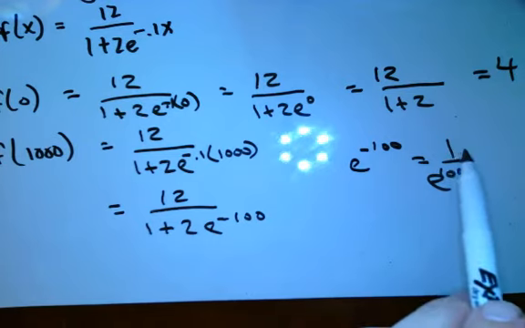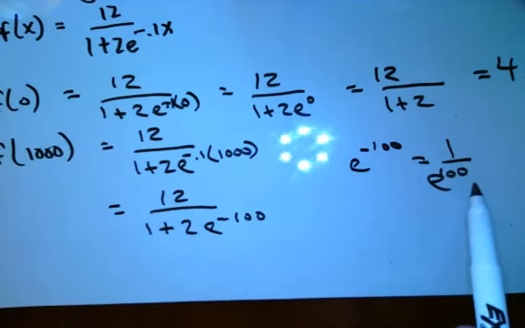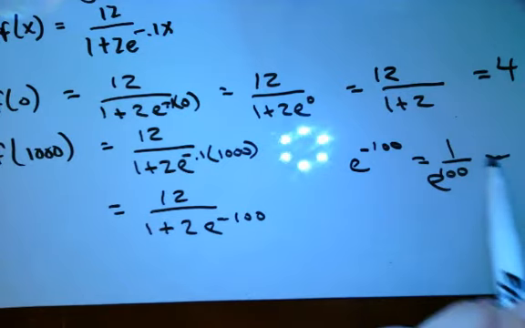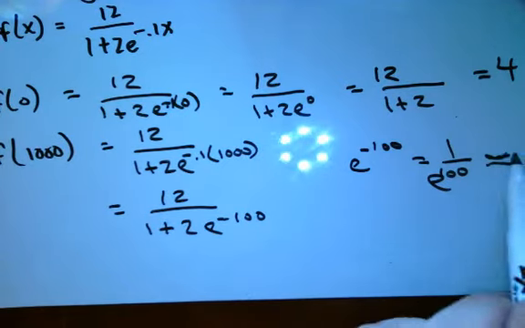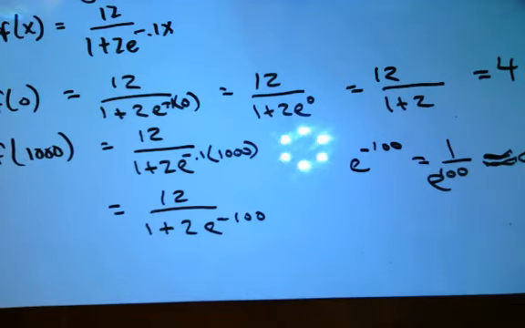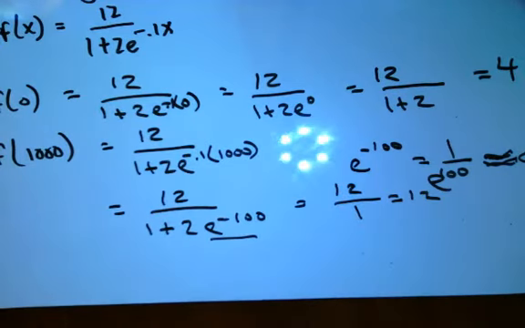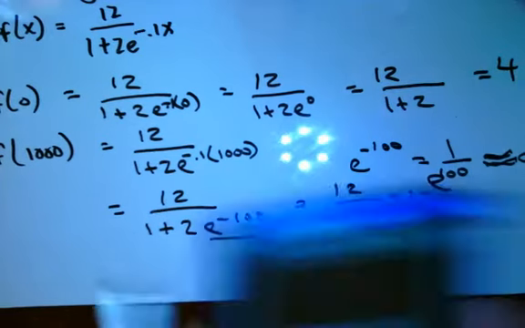If I look at e to the negative 100, that's the same as 1 over e to the 100. Imagine one pizza and e to the 100 people coming for dinner. What's that going to be? Well, it's not exactly, but it's awfully approximately 0. So this is going to become 0. 0 times 2, 0, plus 1 is 1. So for all intents and purposes, I get 12 over 1, or 12.